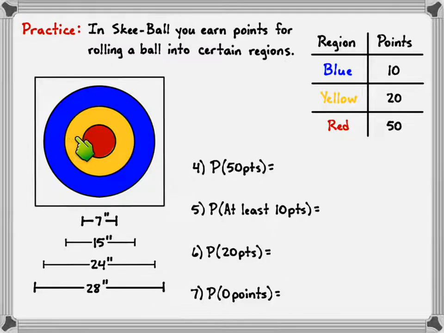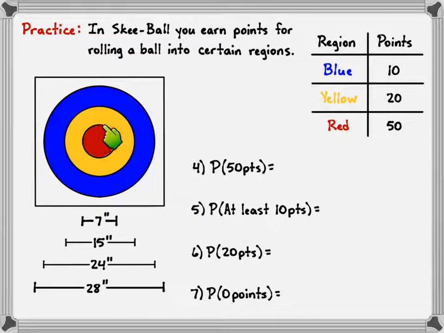The diameter of the yellow circle is 15 inches, and the diameter of the red circle is 7 inches. Now here on number 4, it's saying, what is the probability of getting 50 points? In fact, this is probably going to be the easiest problem out of all of this. If I want to get 50 points, that means I need to get it in the red region.